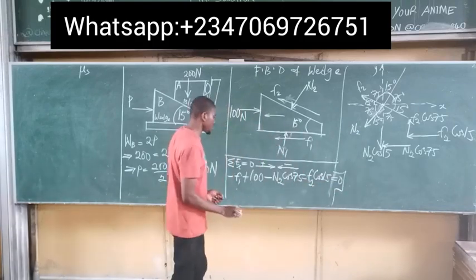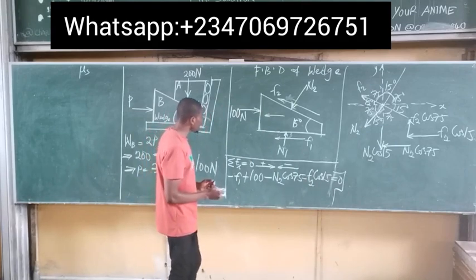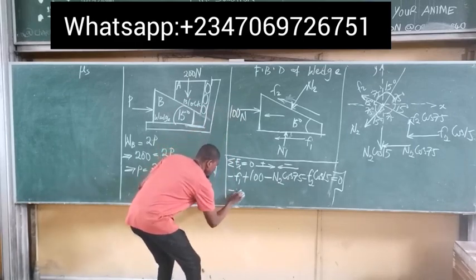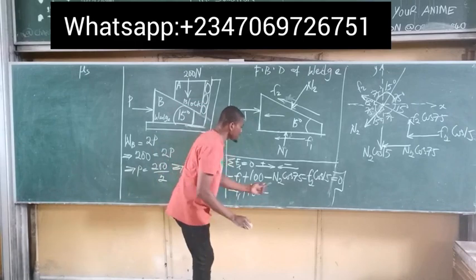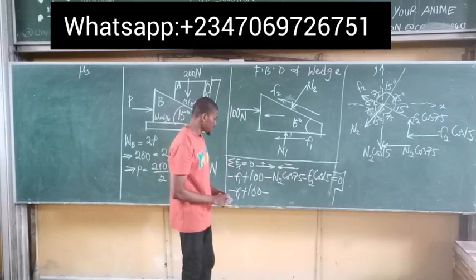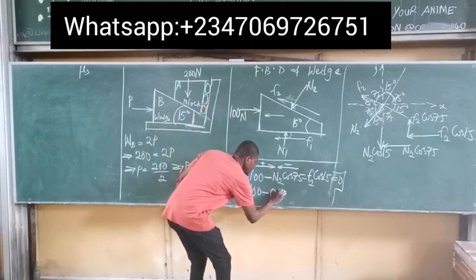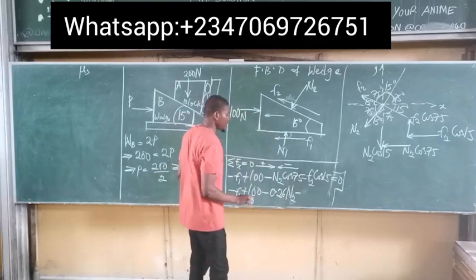Take note, please. So this is now minus F1 plus 100 minus N2 cos 75. Please give me cos 75 in two decimal places. 0.26 N2. Okay, minus cos 15.